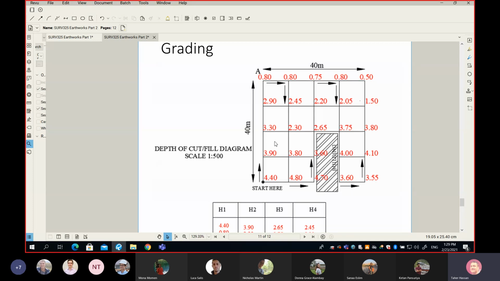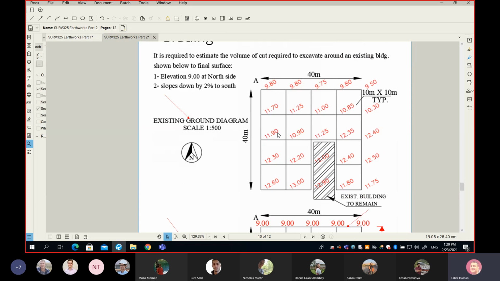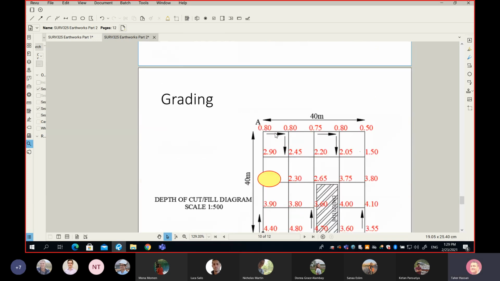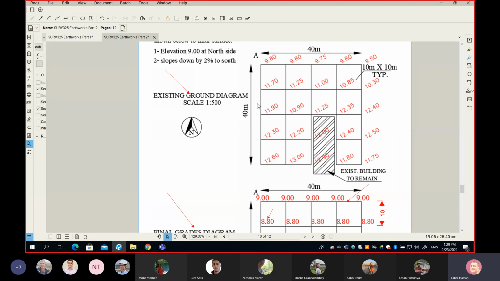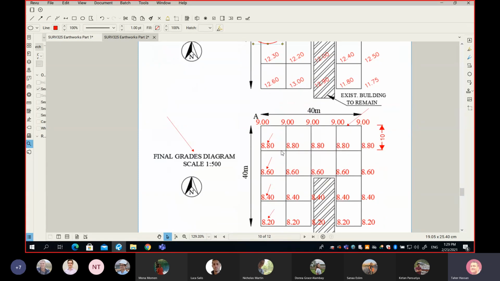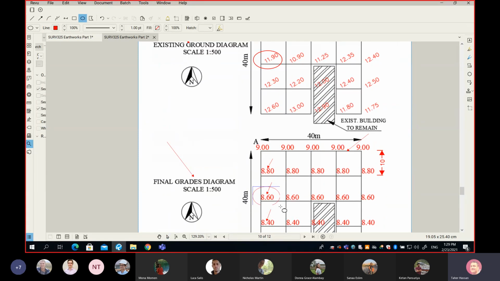In here, you have to be careful. For example, watch this. What if I want to find this number? It doesn't exist so far, so I'm going to hide it, and I'm going to show you how. You go to the same place, the third from the top: 1, 2, 3. The existing ground was 11.9, and the finished ground was 8.6. So all you have to do is subtract 11.9 minus 8.6. Any help? Can somebody help me?